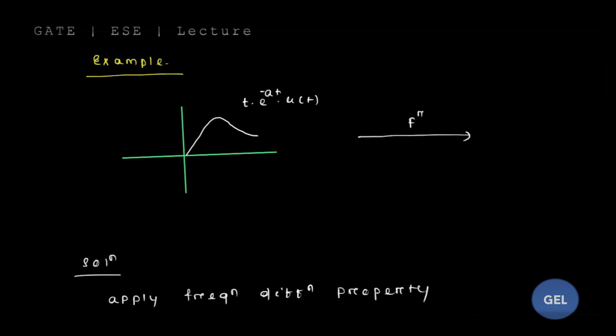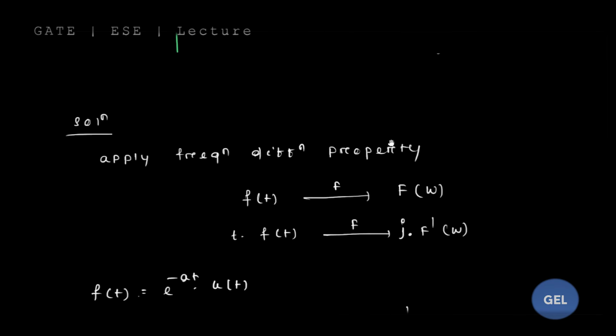Sir, there is a property which is called: if f(t) has Fourier transform F(omega), then t into f(t) has Fourier transform j into F dash(omega). What is F dash(omega)? That is the derivative, d by d omega of F(omega). Absolutely correct. So it is in this format, I think. Yes. So we are going to apply this frequency differentiation property. That is what it is.